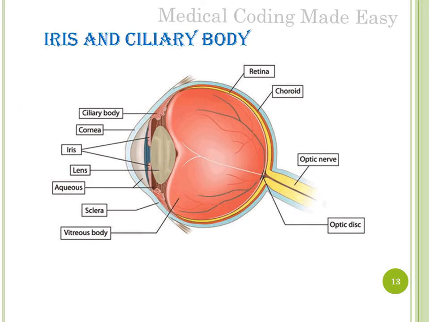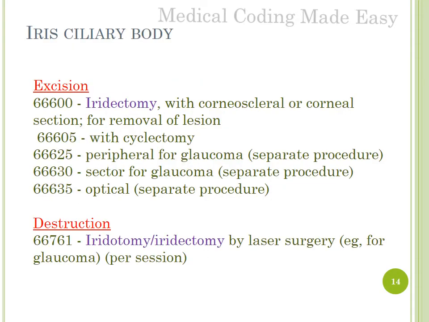Now the next two structures are the iris and ciliary body. Iris is at the front. For iris and ciliary body codes, there is excision: ectomy means excision. All the ectomy codes come under excision. And for otomy, iridotomy or iridectomy is under destruction.